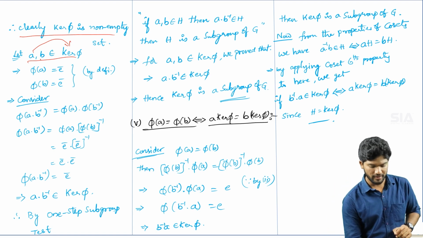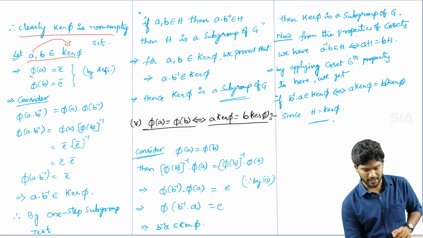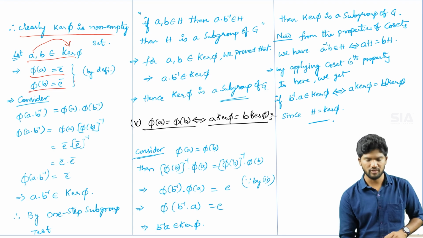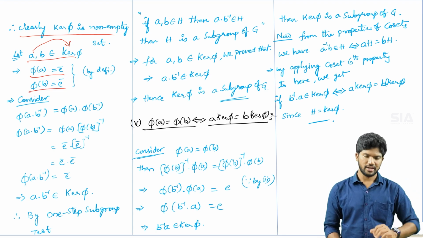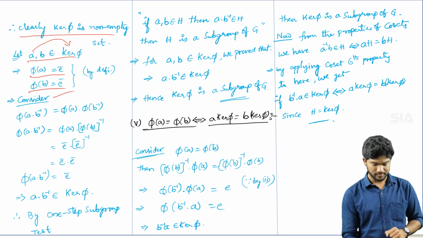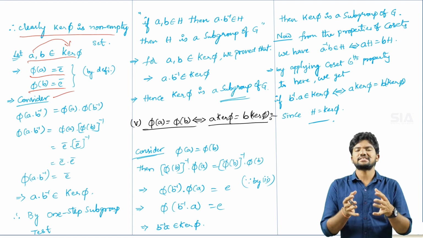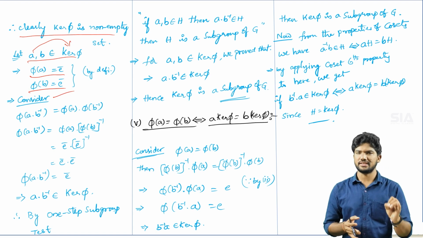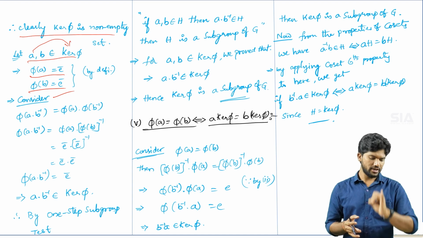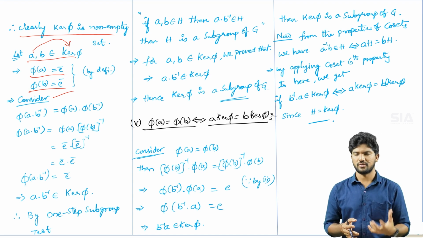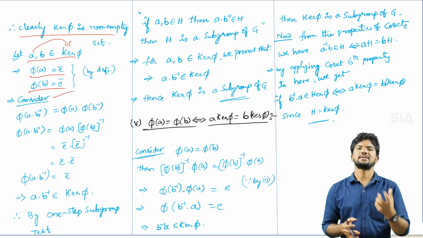Therefore, whenever a comma b belongs to kernel phi, the image of those two elements is the identity: pi of a is equal to e bar, pi of b is equal to e bar, by definition. Now, here we are proving kernel phi is a subgroup. We have a lot of methods to prove a subgroup. Here we are going to use the one step subgroup test.